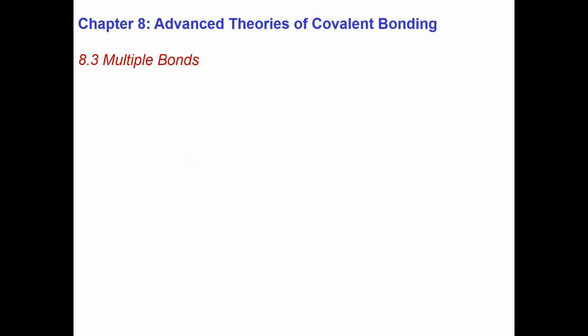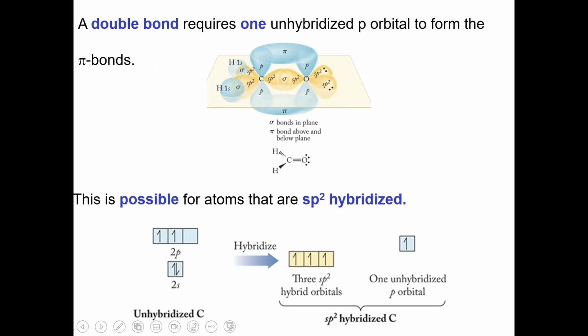In section 8.3, we look at the conditions necessary for an atom to form multiple bonds. If you think about it, a double bond requires one unhybridized p orbital to form the pi bond. For example, in the molecule formaldehyde, we saw that the sigma bond was formed by end-on overlap of the hybrid sp2 orbitals on the oxygen and the carbon atom, but the pi bond was formed by the overlap of the unhybridized p orbital on the carbon and the oxygen.